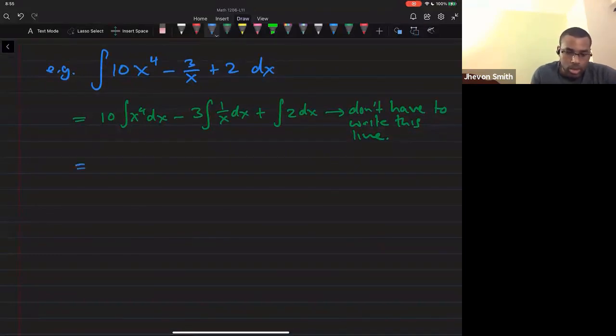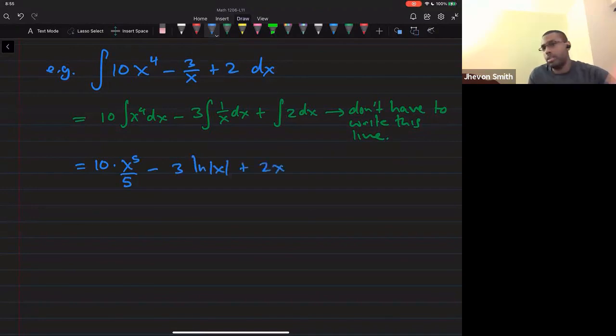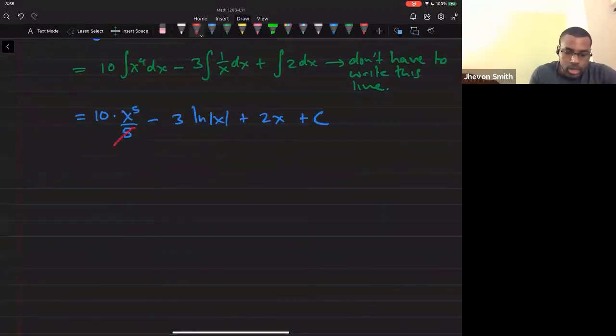And so that would be 10 times x to the 5th over 5, minus 3 ln of absolute value of x, plus 2x, right? The derivative of 2x is 2, so the antiderivative of 2 would be 2x plus c. We can simplify this. 5 into 10 goes 2 times. So that would give you 2x to the 5th minus 3 ln of absolute value of x plus 2x plus c, and that would be the answer.